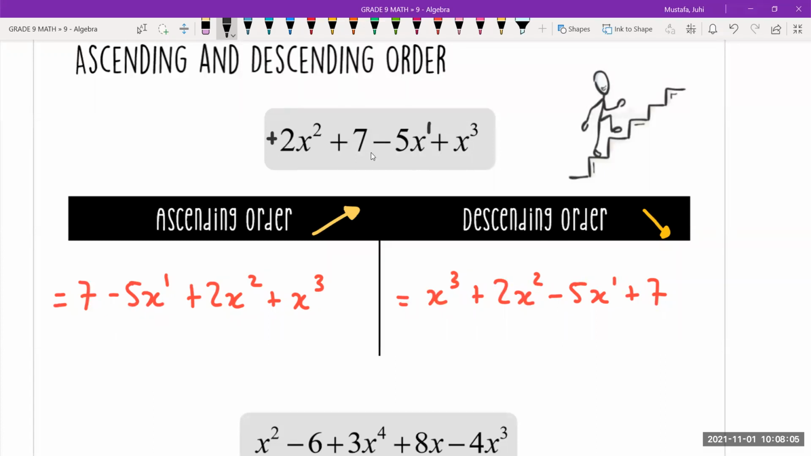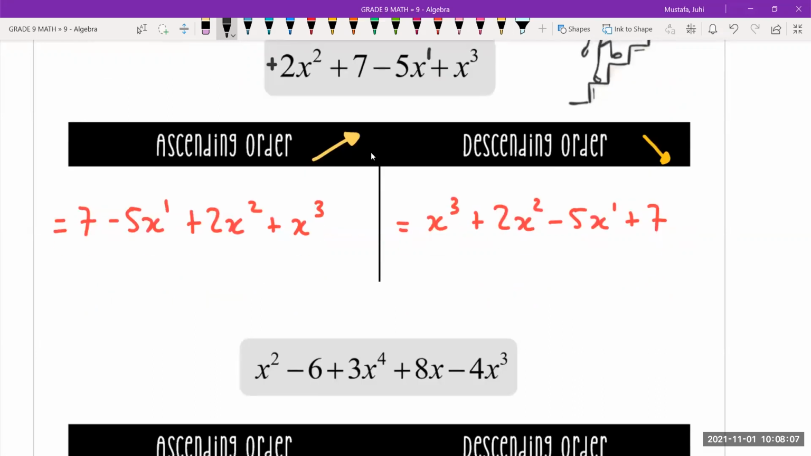That's the end of our lesson. Ascending and descending? Yeah, that might be a new grade 9 concept. No, we always teach this.